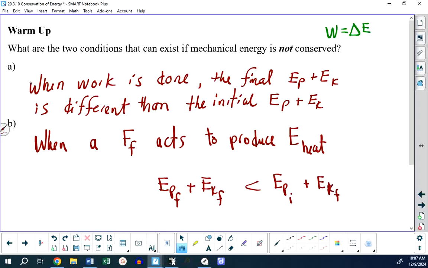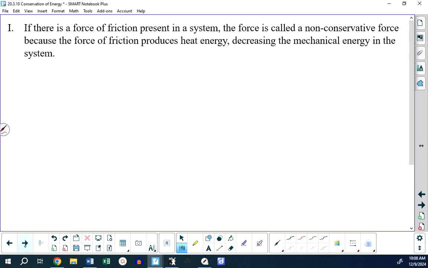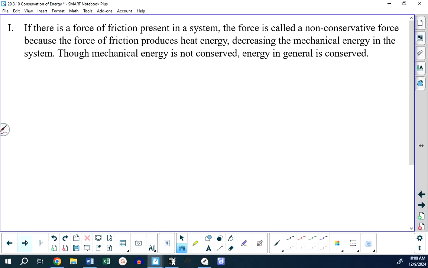Okay. So when work is done, you can do a positive amount of work or you can do a negative amount of work. When friction acts, the fact of the matter is it will always decrease the mechanical energy in the system. You can't turn heat into mechanical energy. That's not how it works. If there is a force of friction, that force is what we call a non-conservative force because it produces heat energy. Okay? If it's a conservative force, then no heat energy will be produced. And I've already said this, but when heat energy is produced, the mechanical energy decreases. So energy is conserved, it's just not mechanical energy.